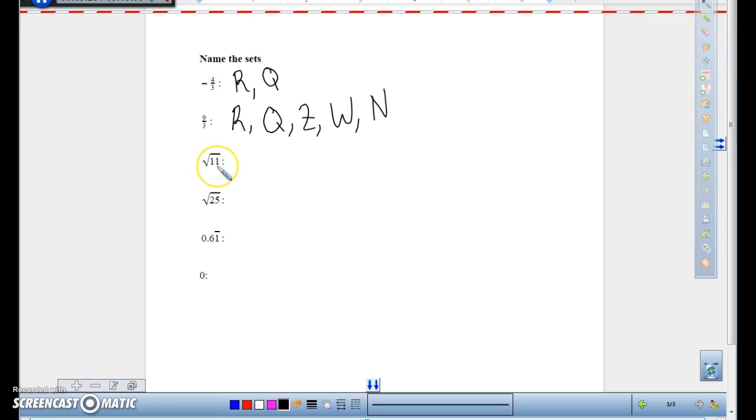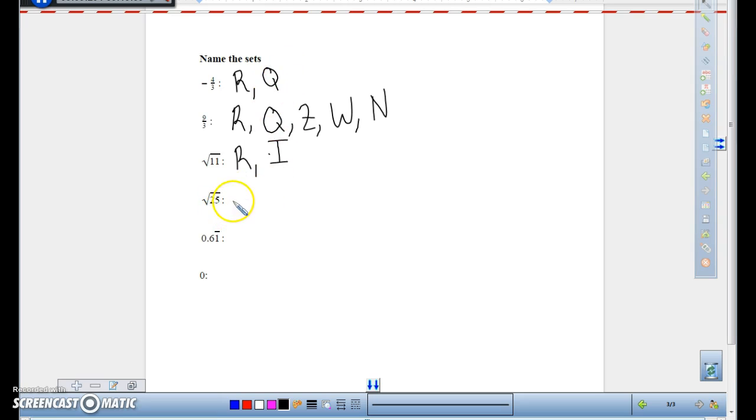Square root of 11. Well, if you type in the square root of 11 on your calculator, you get 3.31662479. So it is a real number, but it can't be written as a fraction. The square root of 11 doesn't terminate and it doesn't repeat, so it's going to be an irrational number. And once it's an irrational number, we don't have to ask the next question because there's nothing else after irrational.